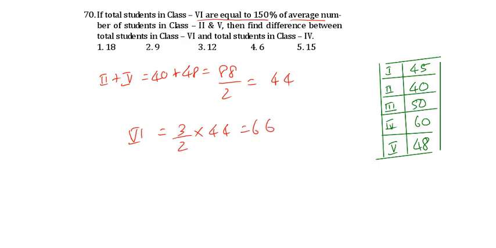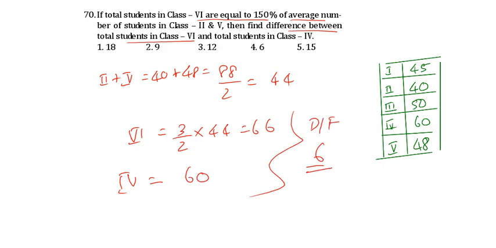That is 66. Now find the difference between 6th class and 4th class. In 4th class we are having 60, this is 66. The difference is 6. What is the difference? 66 minus 60, that is 6. 6 means option 4 is the correct answer.